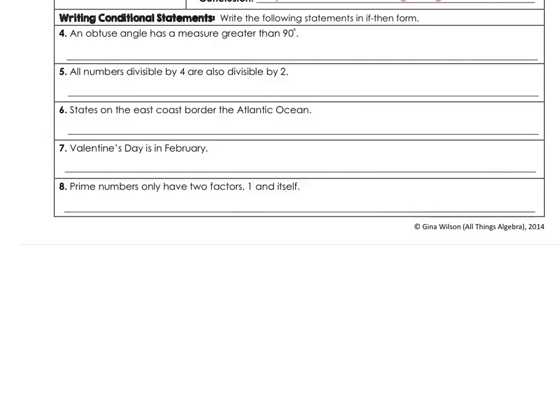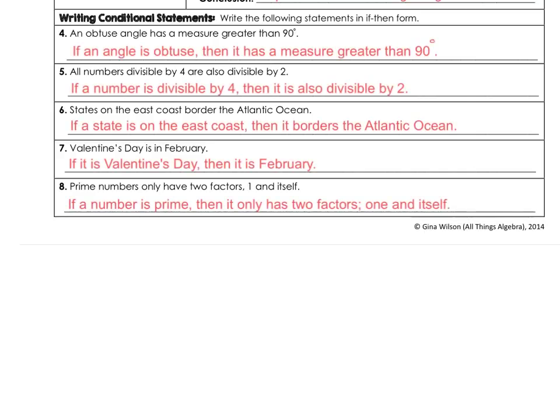I will put the answers on, so pause the video and resume it to see if you can get those answers. So here are the answers to the rest of them. States on the East Coast border the Atlantic Ocean. If a state is on the East Coast, then it borders the Atlantic Ocean. If it is Valentine's Day, then it is February. If a number is prime, then it only has 2 factors, 1 and itself.